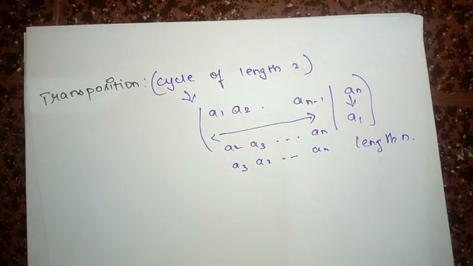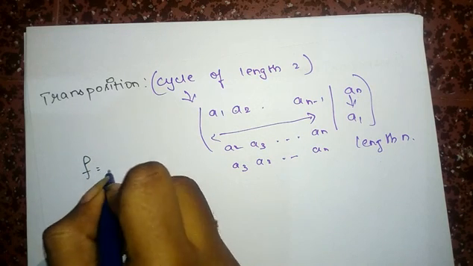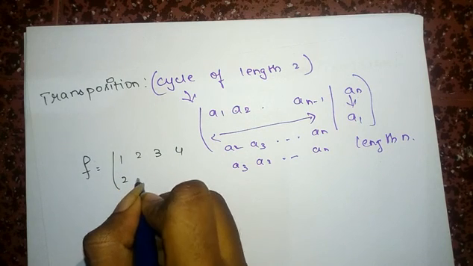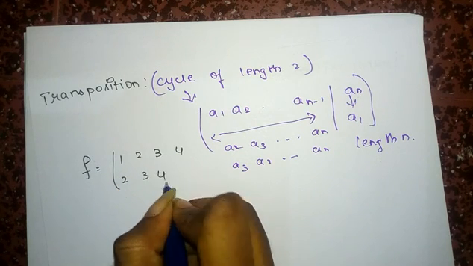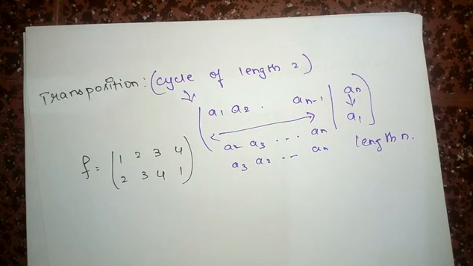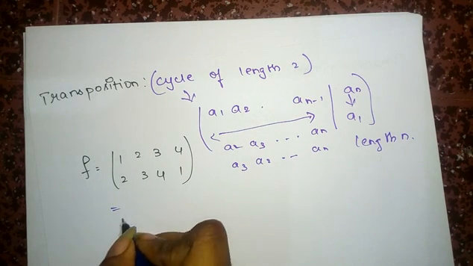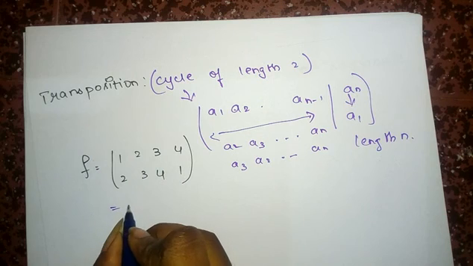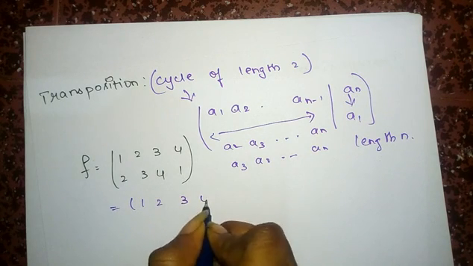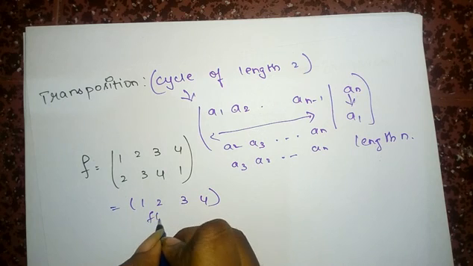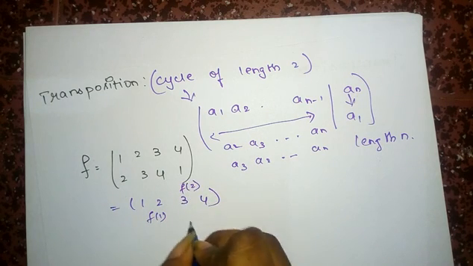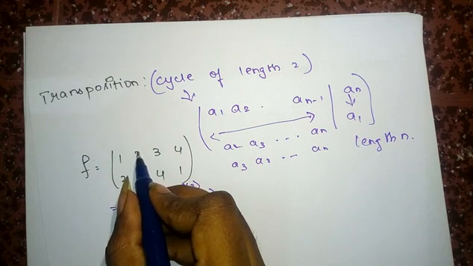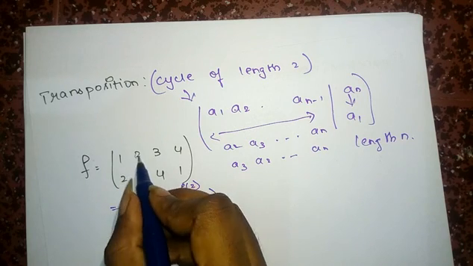So let me take an example. F: 1, 2, 3, 4, where 1 is mapped to 2, 2 is mapped to 3, 3 is mapped to 4, and 4 is mapped to 1. Now I am going to write the shortcut form for this, and I have explained this already in my video, and the link is provided in the description box. 1, 2, 3, 4, 1 followed by f of 1, and 2 followed by f of 2, 3 followed by f of 3, where 2 is mapped to 3.